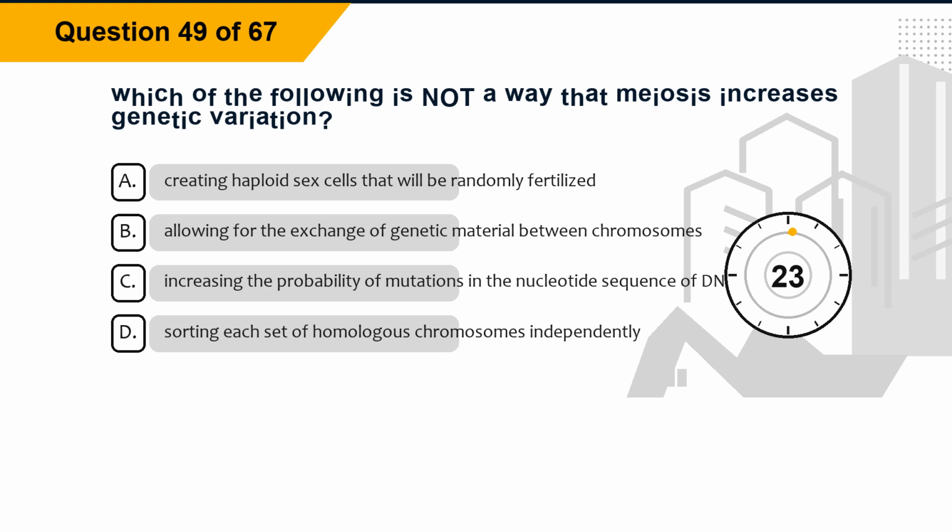Question 49. Which of the following is not a way that meiosis increases genetic variation? Option A. Creating haploid sex cells that will be randomly fertilized. Option B. Allowing for the exchange of genetic material between chromosomes. Option C. Increasing the probability of mutations in the nucleotide sequence of DNA. Option D. Sorting each set of homologous chromosomes independently.